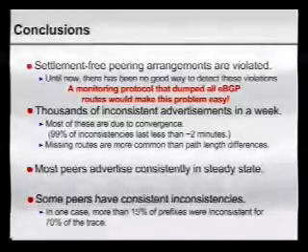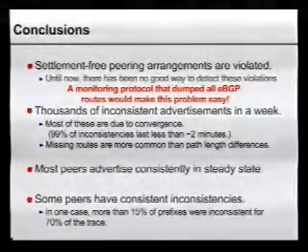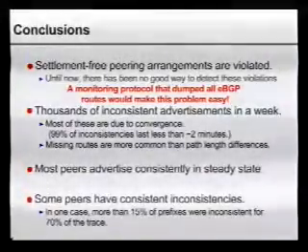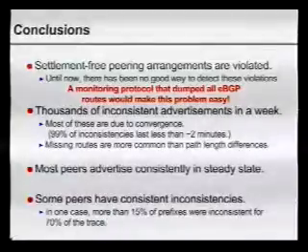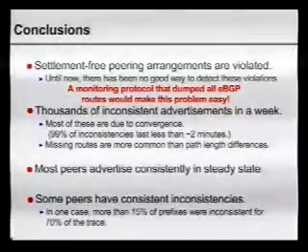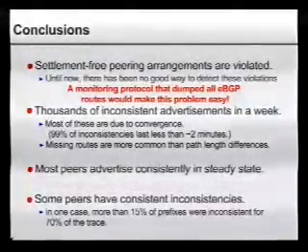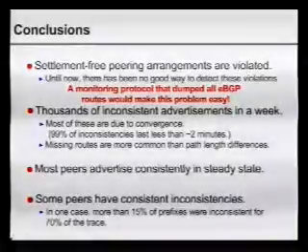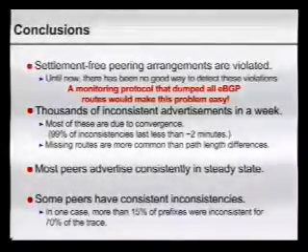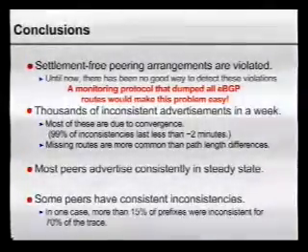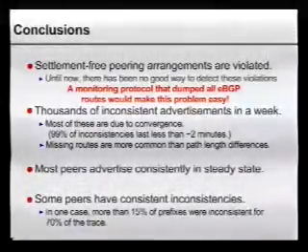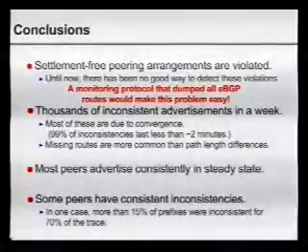Another thing to take note of is that there are quite a few of these inconsistencies, thousands in a week-long period. And most of the inconsistencies that we observed were due to missing routes, i.e. a route not being advertised at a peering point where it should have been, rather than different AS path lengths. Most of the time, peers seem to be well behaved, but there are some peers that we should watch out for. As I mentioned, there was one case we observed where more than 15% of the prefixes were inconsistent for 5 days out of 7 days. So thanks for listening.